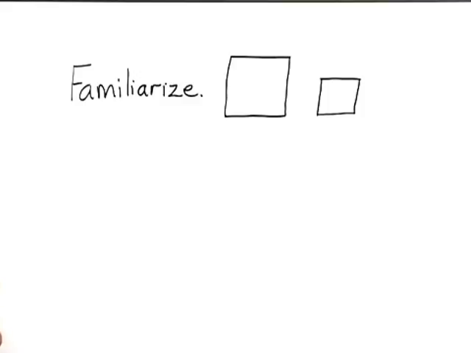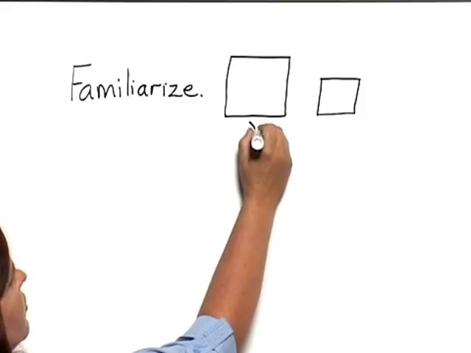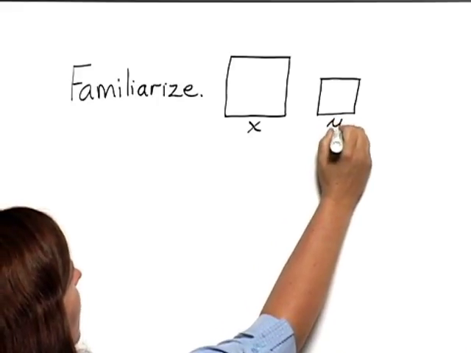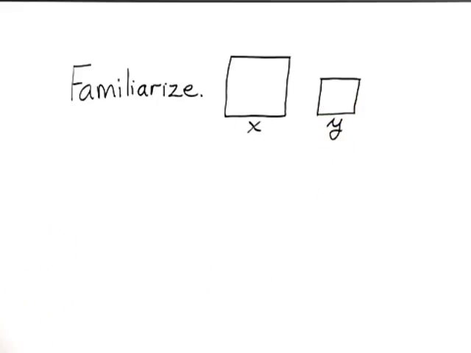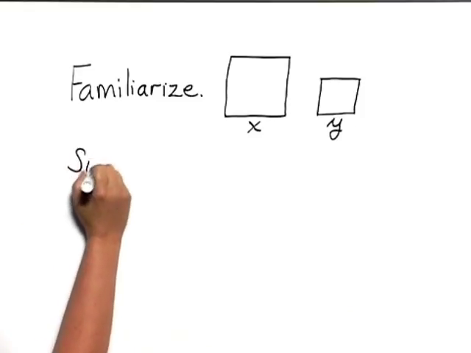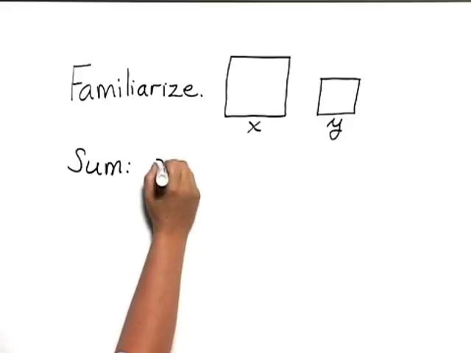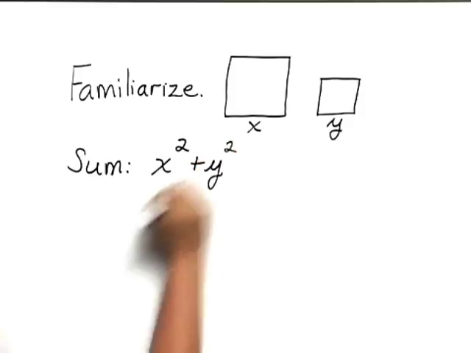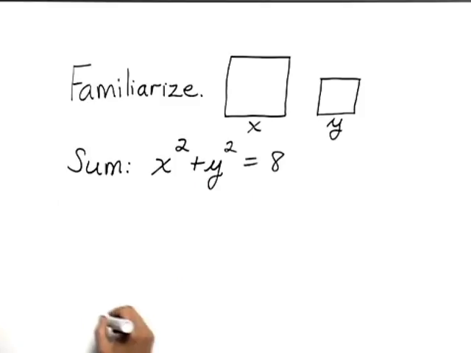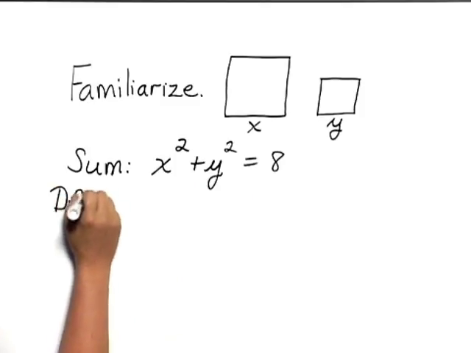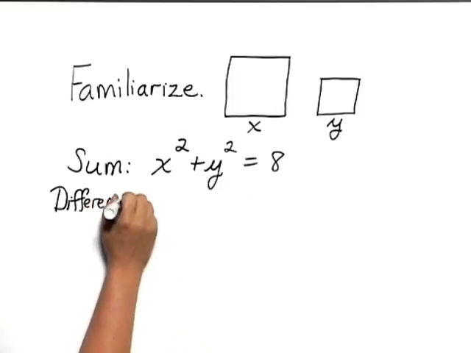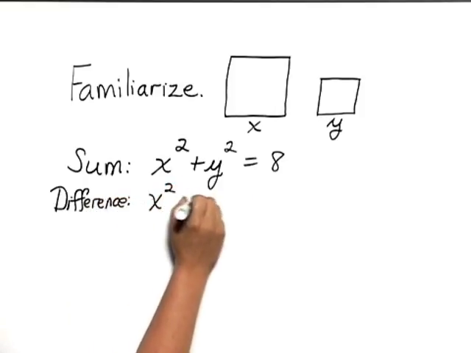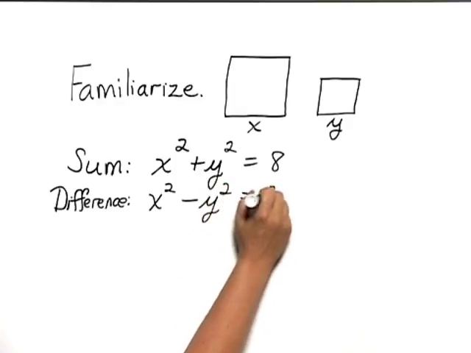We have two squares, and let's label the side of the larger square x and the side of the smaller square y. And all of these sides will be the same in each square because the sides of a square are the same. Now we're told that the sum of their areas is 8. So we can translate that into x squared, which is the area of the first square, plus y squared, which is the area of the second square, equals 8. We're also told that the difference of their areas is 2. So we can translate that as x squared minus y squared equals 2.